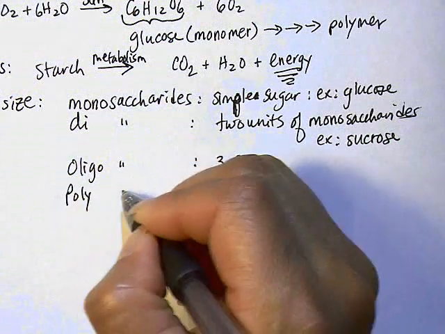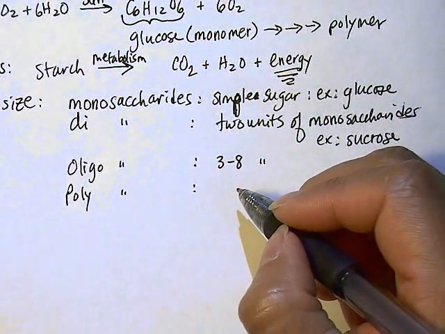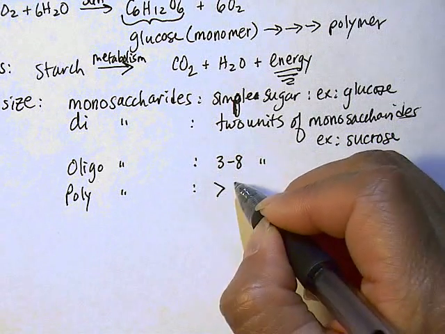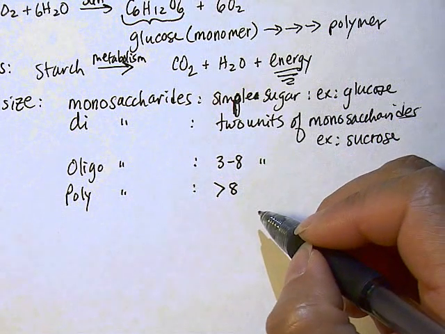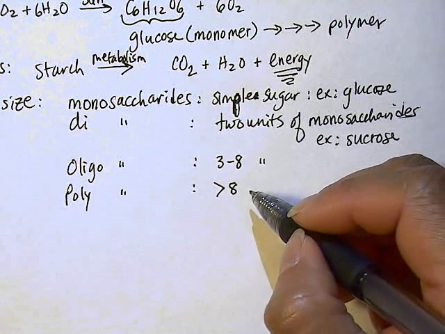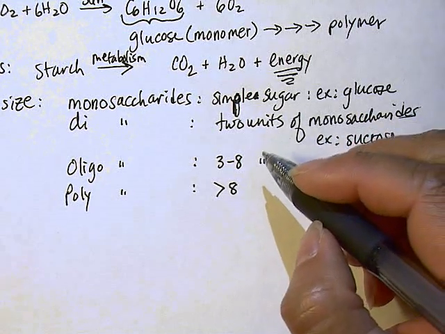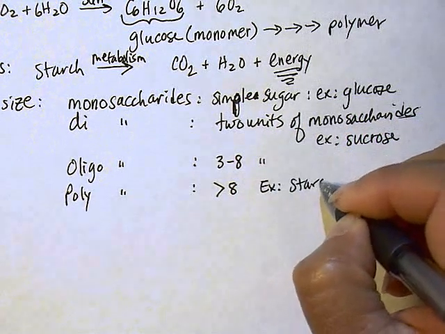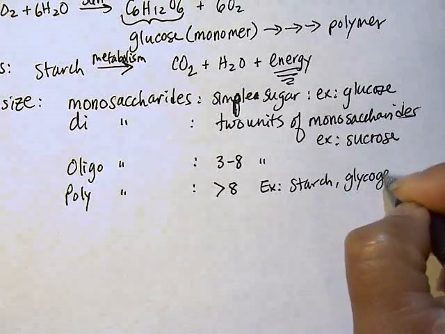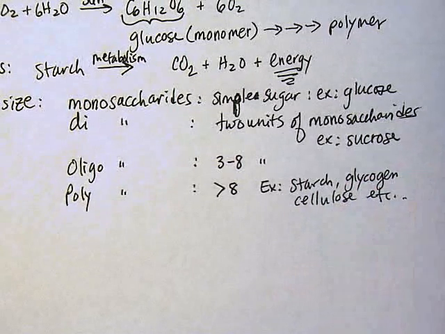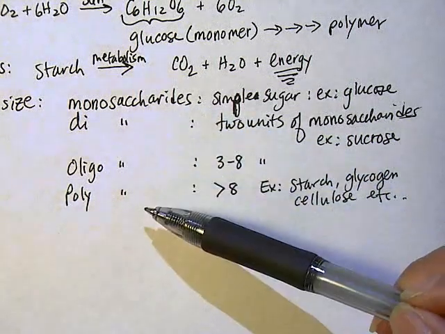And then polysaccharides are the polymers of these simple units. So they are usually greater than 8 to 10, and the size could range from a couple hundred to thousands and tens of thousands of these simple sugars, all right? And the examples are starch, and you've heard of glycogen, and cellulose, etc.